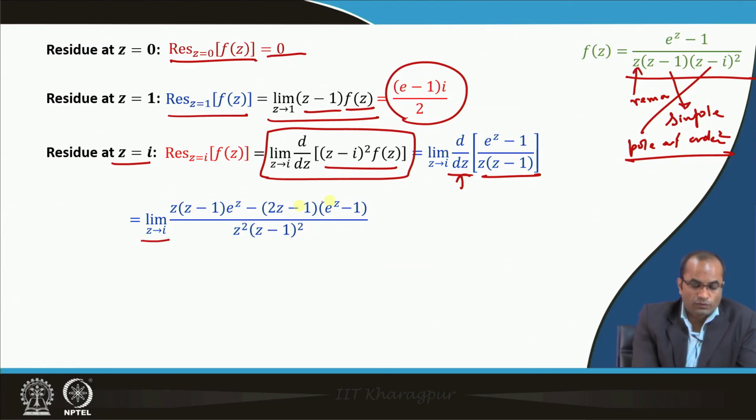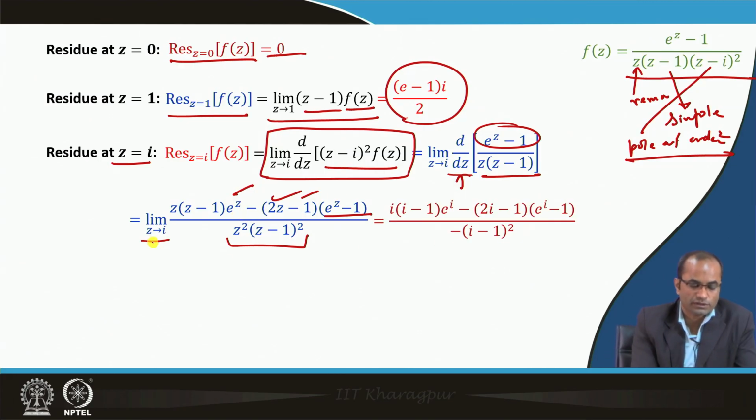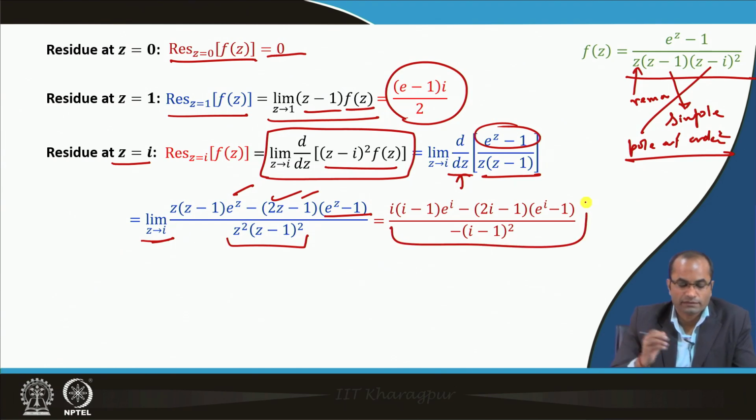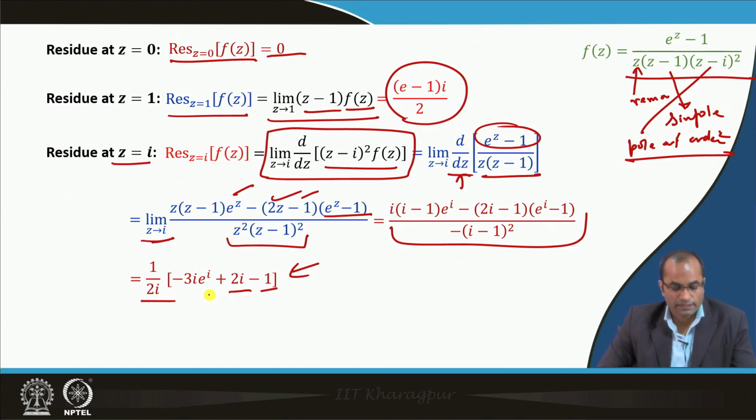So in this case z equal to i, and here the quotient rule will be applicable. So the square of the denominator, and then we have to differentiate this, that is e power z with (z minus 1), and then again e power z minus 1 will remain, and here the derivative will be 2z minus 1 with minus sign there. So this is just the quotient rule. Substituting the limit z equal to i, we are getting this number, which can be further simplified to get minus 3i e power 2i and then minus 1. So this is the residue at z equal to i.